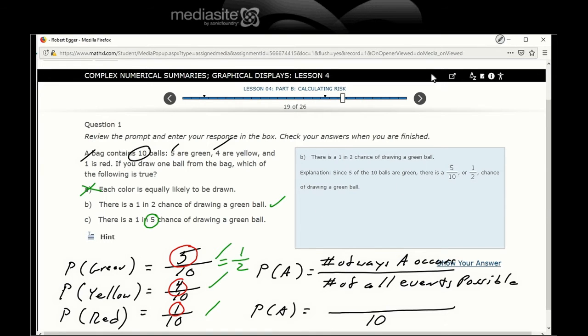So now let's clear the screen here. So again, probability of any event A, number of ways A occurs. So probability of pulling a green, there are 5 ways it can occur. Probability of pulling a yellow, 4 ways it can occur. Probability of pulling a red, 1 way it can occur. Over the number of all events possible, well, in each case there's 10 because there's 10 balls to choose from.